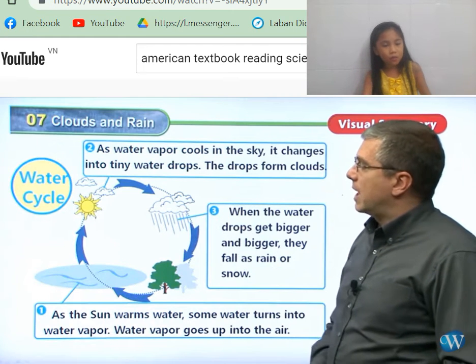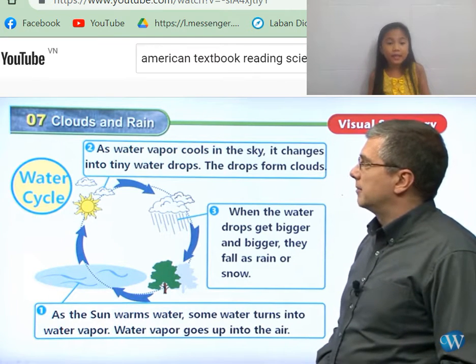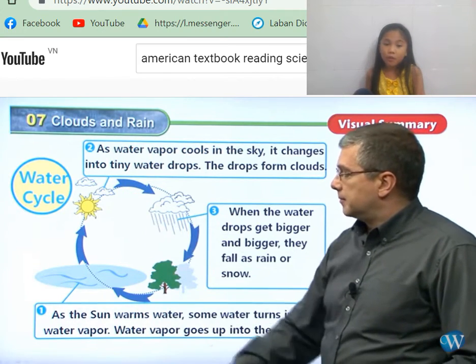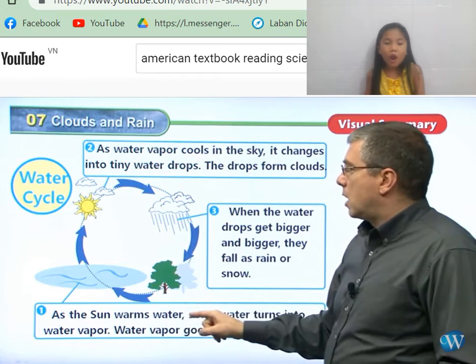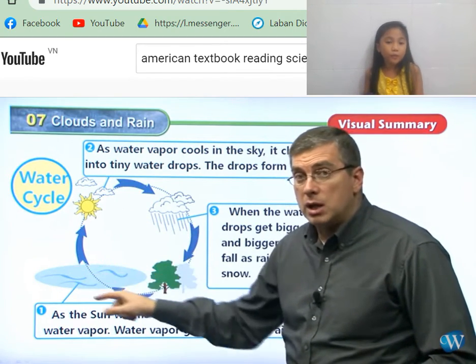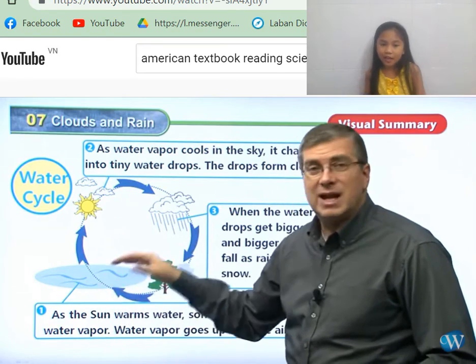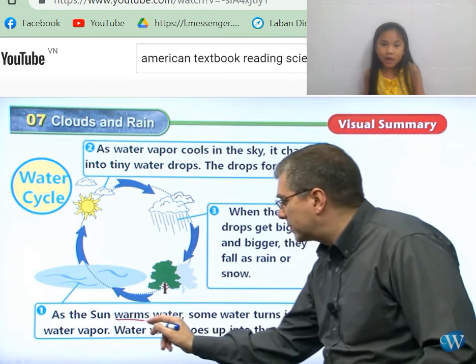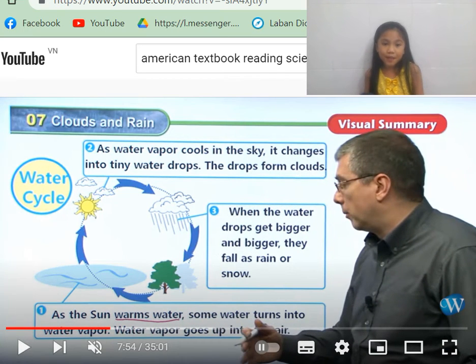There's not only one drop of water in the world. So now let's look at the water cycle diagram. We have the first steps. As the sun warms water, the water turns into water vapor. Water vapor goes up into the air. As water vapor cools in the sky, it changes into tiny water drops. The drops come together to form clouds. Once the water drops get bigger and bigger, they fall as rain or snow, and they repeat those steps many times. Bye.